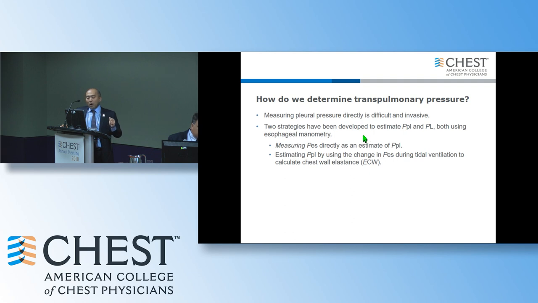Then, how do we determine the transpulmonary pressure? Measuring the pleural pressure directly is difficult and invasive. So there are two strategies, which Nate mentioned before, that have been developed to estimate the pleural pressure and transpulmonary pressure, and both use esophageal manometry. One is measuring the esophageal pressure directly as an estimate of pleural pressure. The other is estimating the pleural pressure by using the change in esophageal pressure during tidal ventilation to calculate the chest wall elastance, as a ratio between the chest wall elastance and the respiratory system elastance.